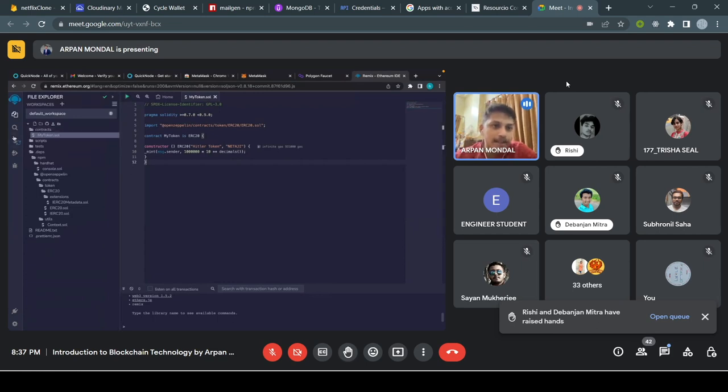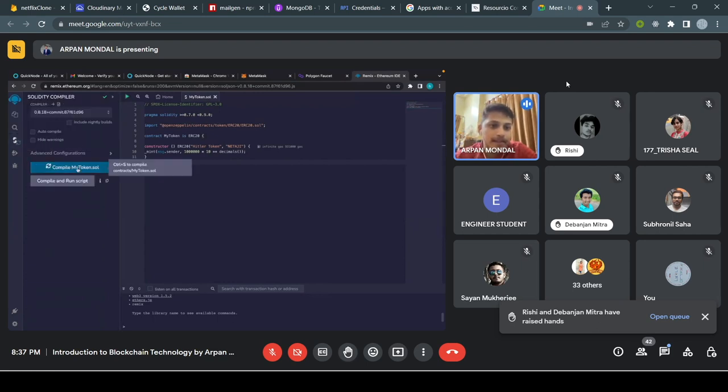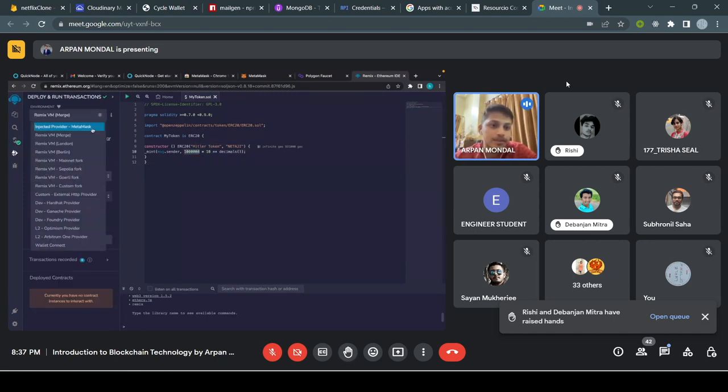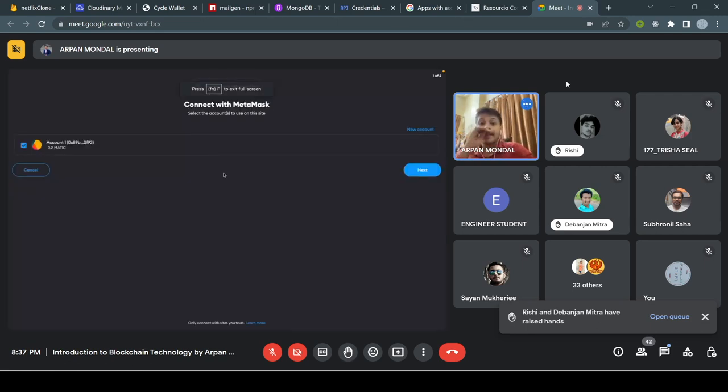Okay, now we're going to compile this code. Let's compile. You can see there's a million token right here. Okay, now we're going to choose the injector for MetaMask. We have added MetaMask for the initial signature. Now what it is doing right here is the initial signature, you know, right?